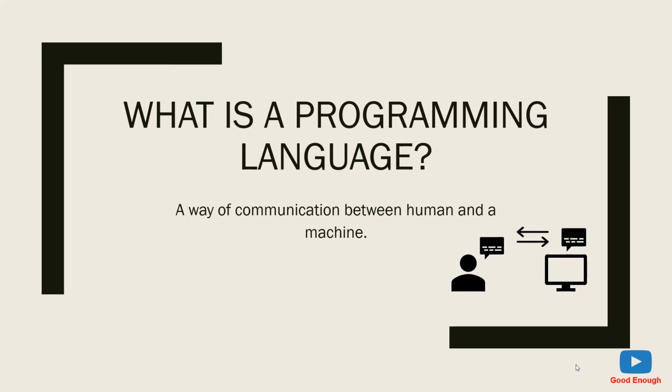And that language can be Java, C, C++, Python. So these are the examples of programming languages. So Java is one of the programming languages that is used to communicate with the system.